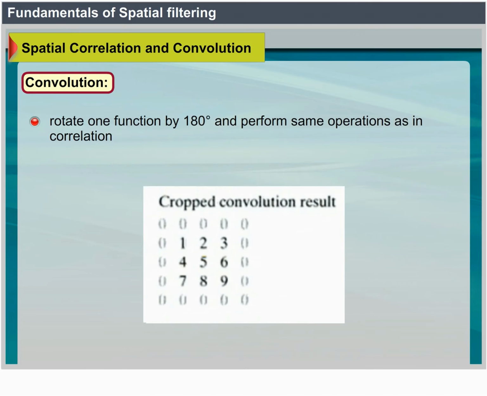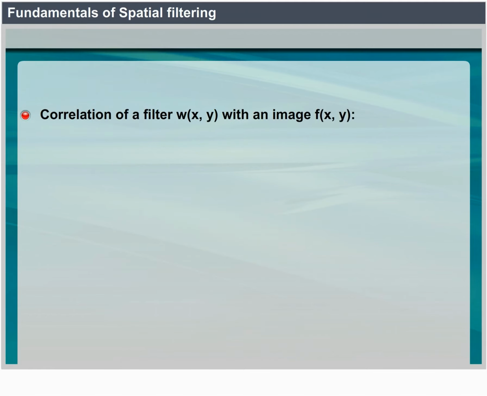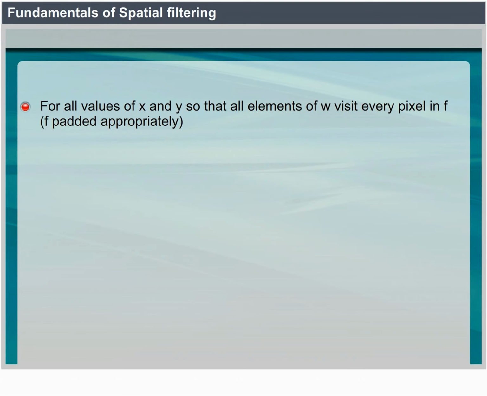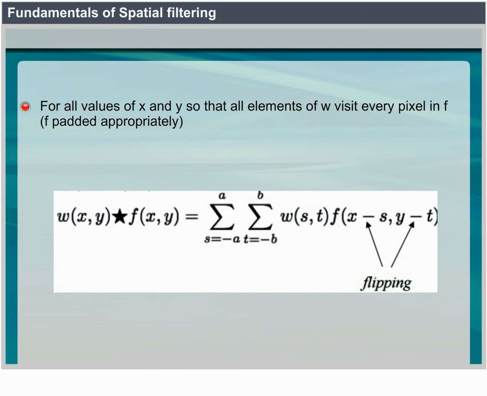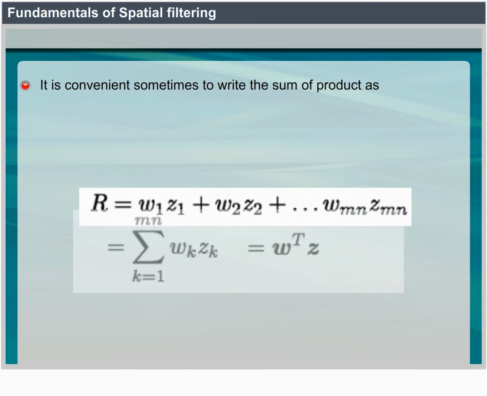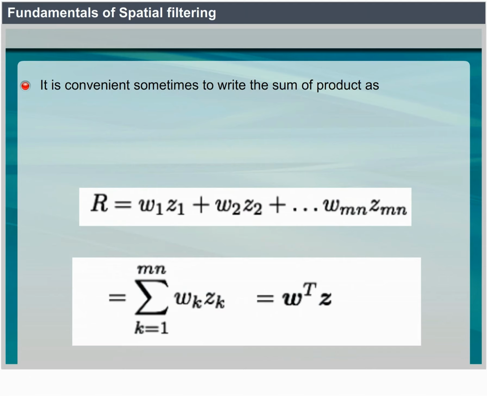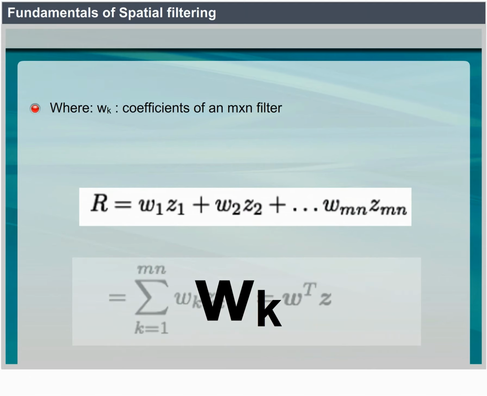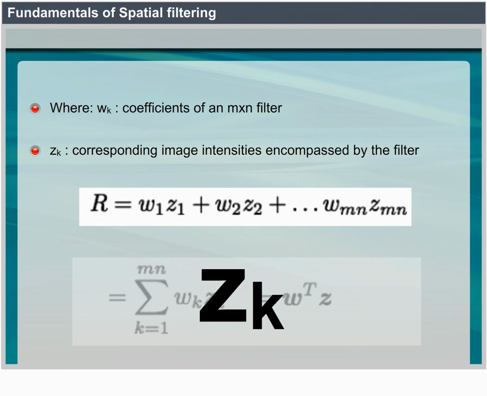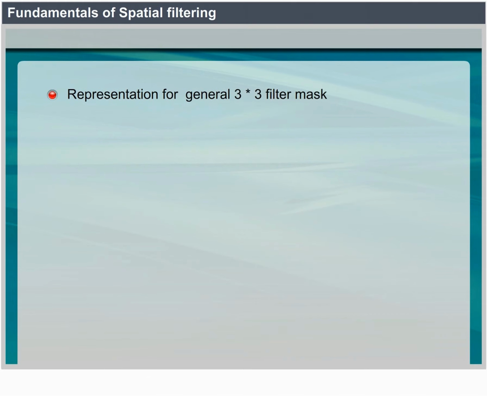It is convenient sometimes to write the sum of products as shown on the screen, where Wk represents coefficients of an m into n filter and Zk represents the corresponding intensities encompassed by the filter, representation for a general 3*3 filter mask shown in the picture. Generating spatial filter masks. To generate an m into n linear filter, we need to specify m*n mask coefficients selected based on what the filter is supposed to do. Example 1. Average filter with a 3×3 neighborhood. The equations are as shown on screen.